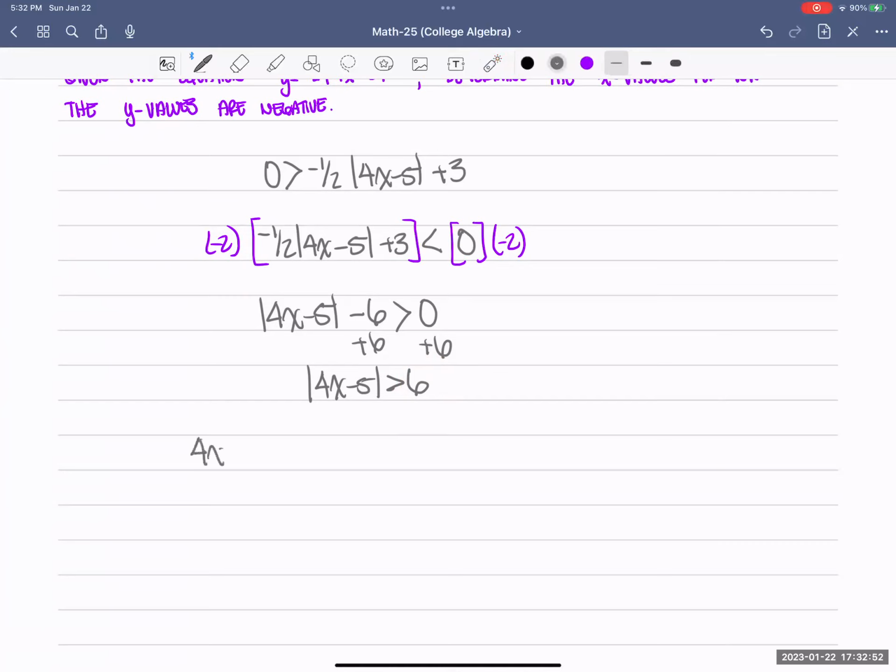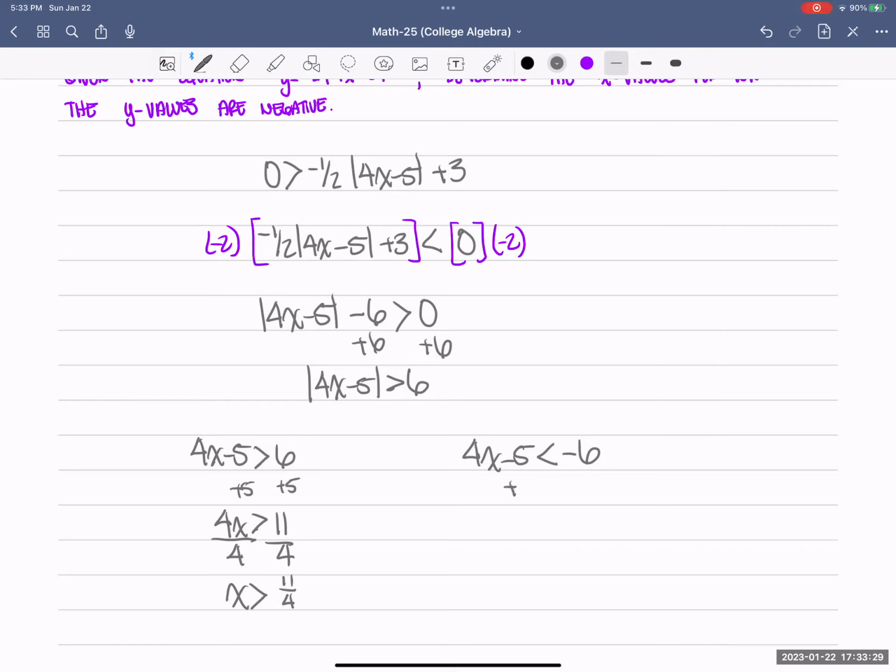So we have 4x minus 5 is greater than 6. And we also have the opposite end. 4x minus 5, change the sign. There we go. And then we just solve each of them individually. So over here, we're going to add 5 to both sides. 4x is greater than 11. Divide both sides by 4. x is greater than 11 over 4.